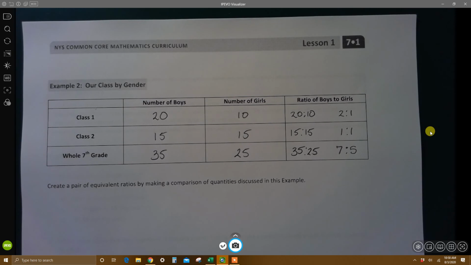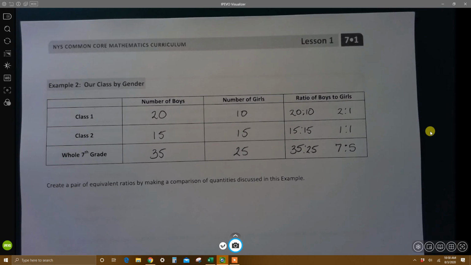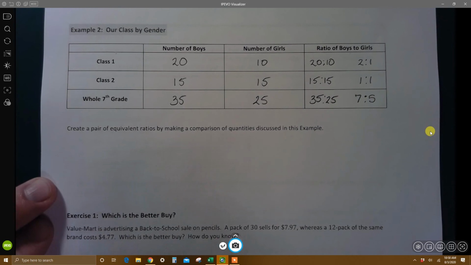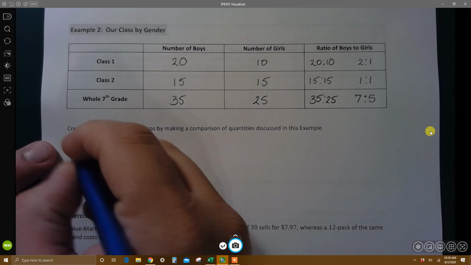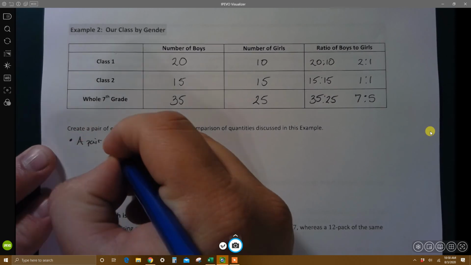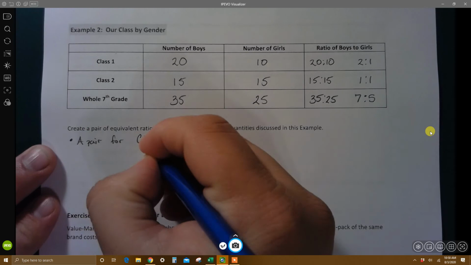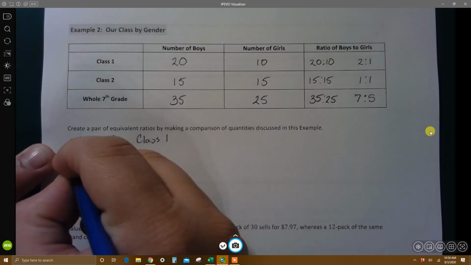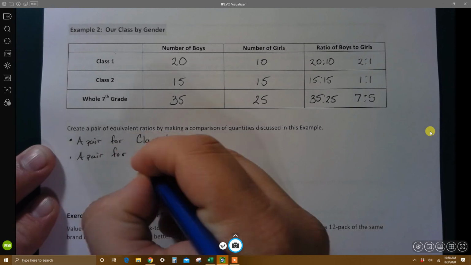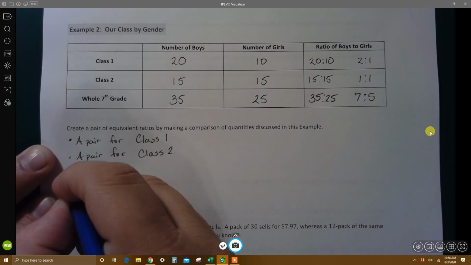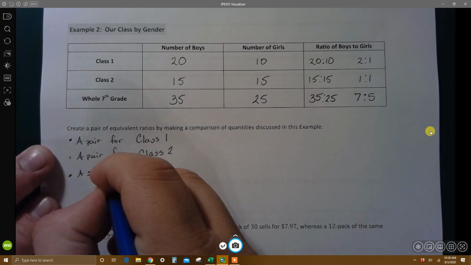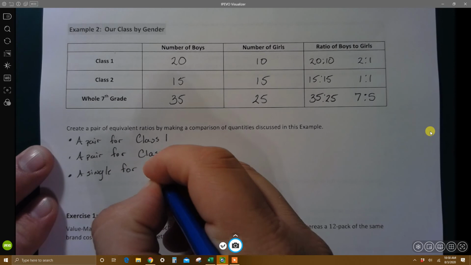That's interesting. Okay, so I'm not going to give you the second part. On this part here, where it says create a pair of equivalent ratios by making comparison quantities, what I want you to do is I want you to come up with a pair for class 1, a pair for class 2, and then I want you to come up with just a single for the 7th grade.